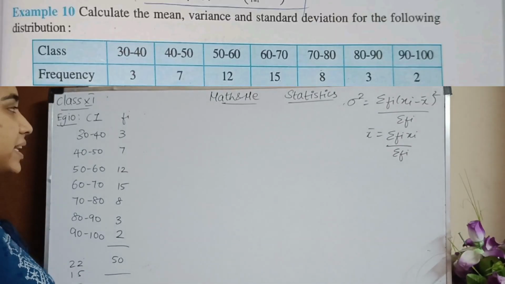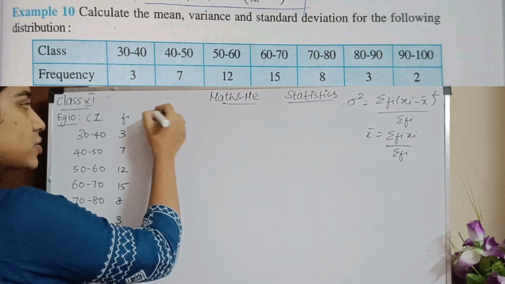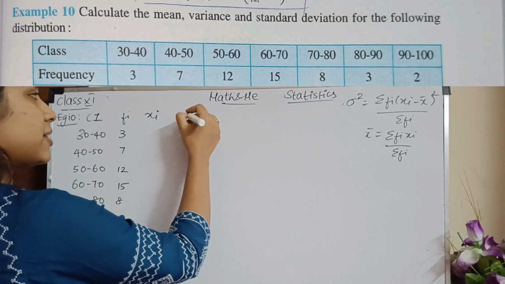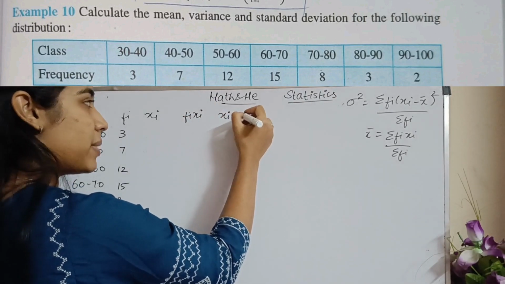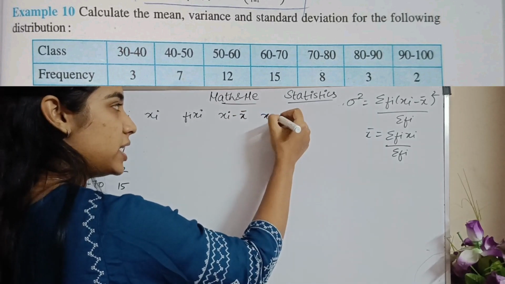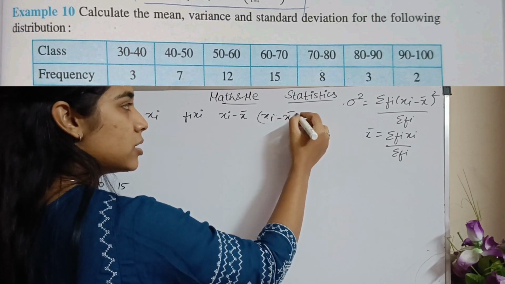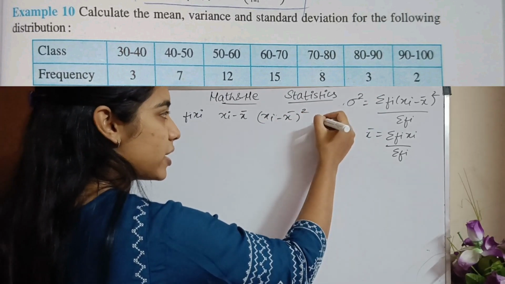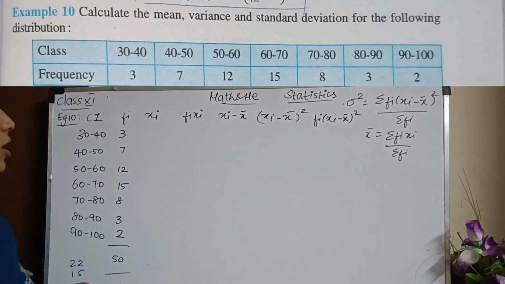So moving on to example 10, I am given a continuous frequency distribution. So I need to find my xi first. Then I need fi xi to find the mean. Then I need my xi minus x bar, and square it. So I need xi minus x bar the whole square. Then I need to multiply that with fi. So fi into xi minus x bar the whole square. Okay, so these are the columns that you need.